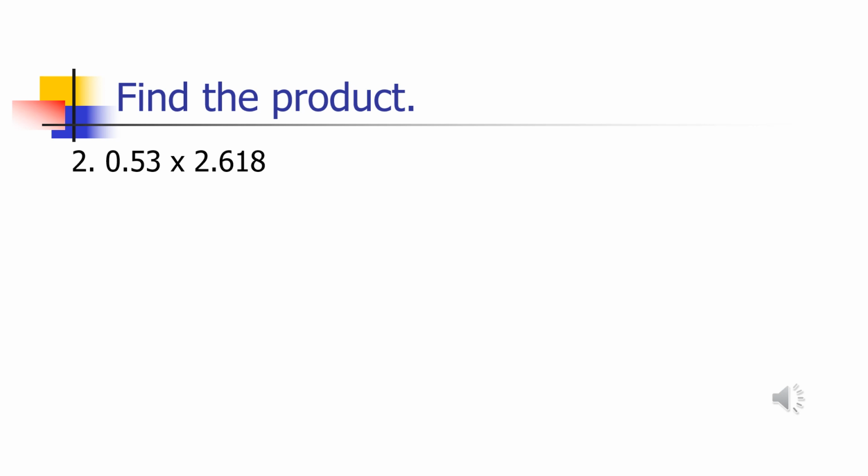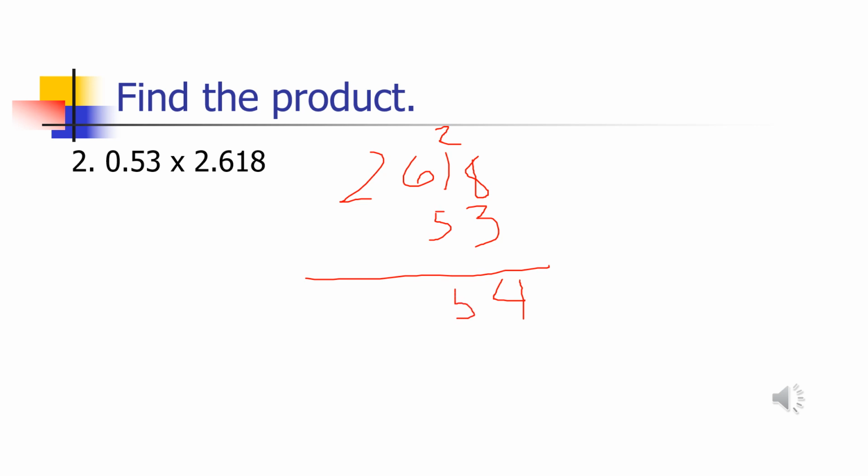Next, we have 0.53 times 2.618. We can ignore the decimal, so we have 2,618 times 53. 3 times 8 is 24, so bring down 4, carry 2. 3 times 1 is 3 plus 2, 5. 3 times 6 is 18, so bring down 8, carry 1. Then 3 times 2 is 6 plus 1, 7.